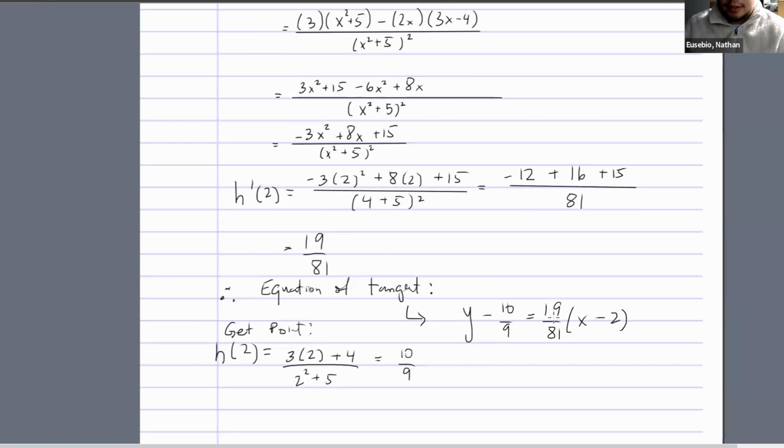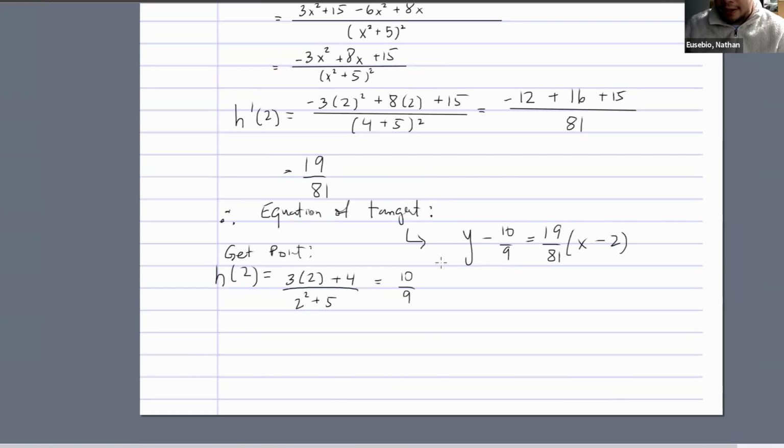And again, like I said, you guys have enough to worry about right now. If I do an equation of tangent question, you can just leave it at this. It's fine with me.